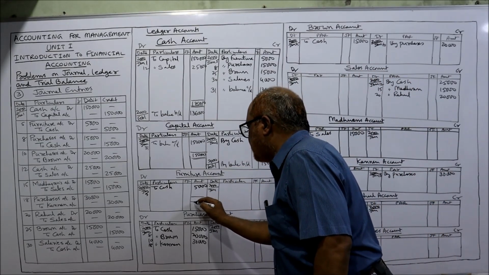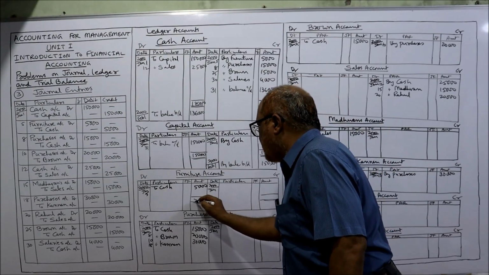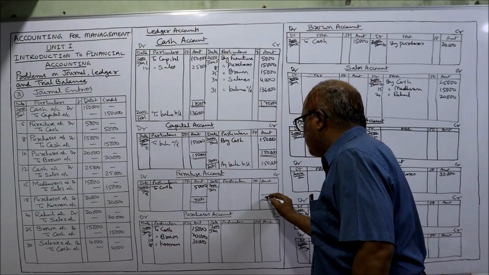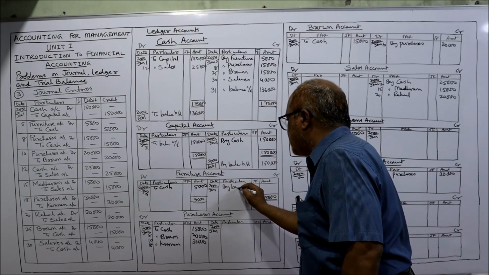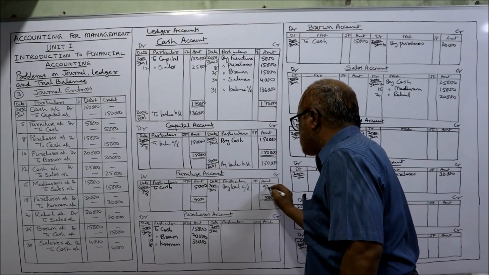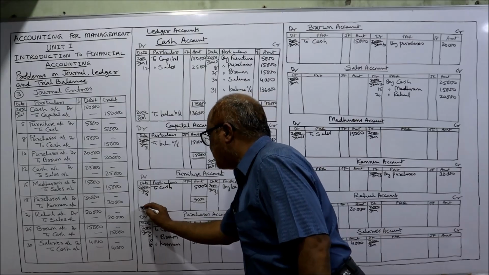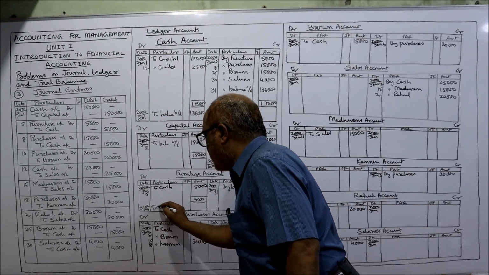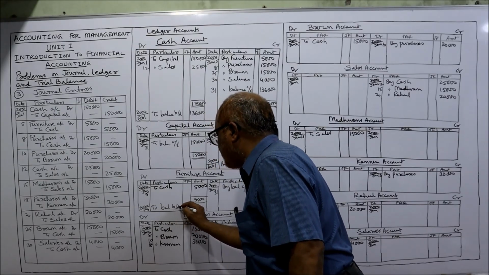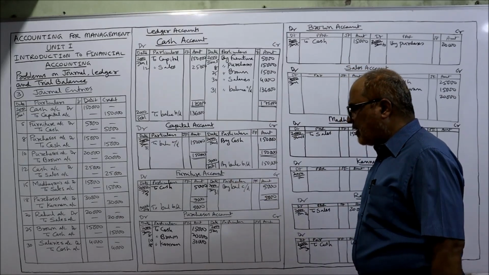Similarly for furniture. Furniture we have debit side 5,000. Credit side we don't have anything. So 5,000 I am taking here. Same 5,000 by balance carried down 5,000. 31st date, last date. Now opposite side February 1st, to balance brought down 5,000. That's all. So balancing for furniture.